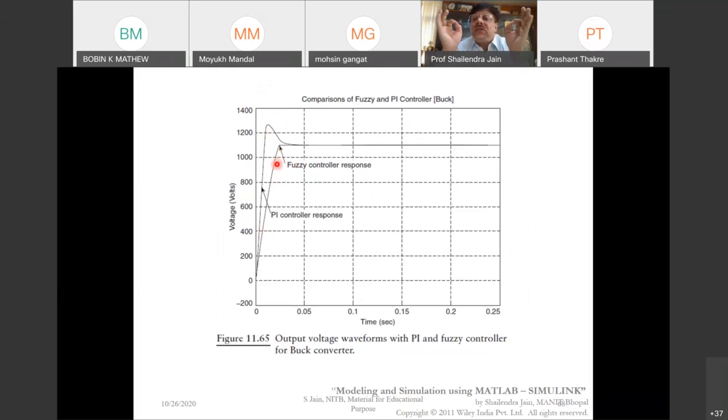In fact, fuzzy control is also applied in motor control applications. In motor control, it is observed that the transient response of fuzzy is better, whereas the steady state response of the PI controller is better. So in that case, we will also use the hybrid controller, fuzzy PI controller. That is, if I am in transient, a sudden change in the load is there, we will use the fuzzy controller. In steady state, we will use the PI controller.